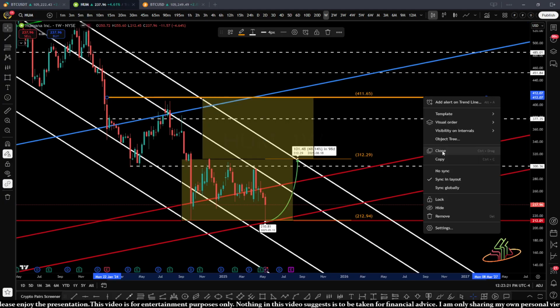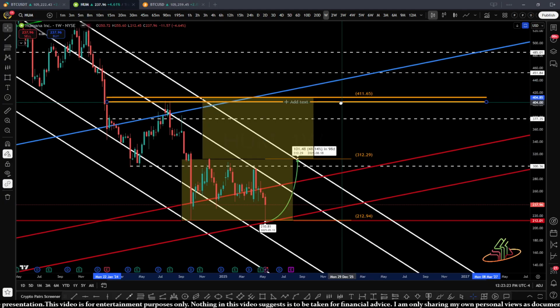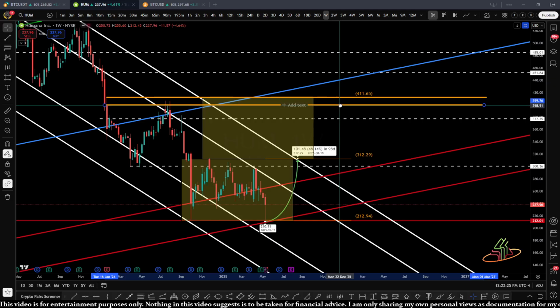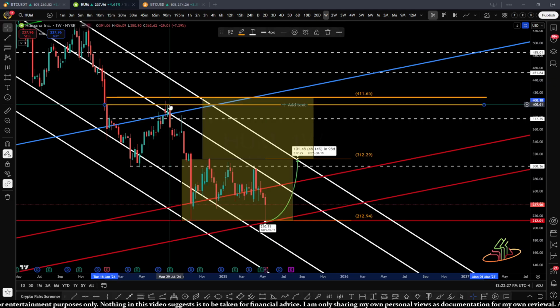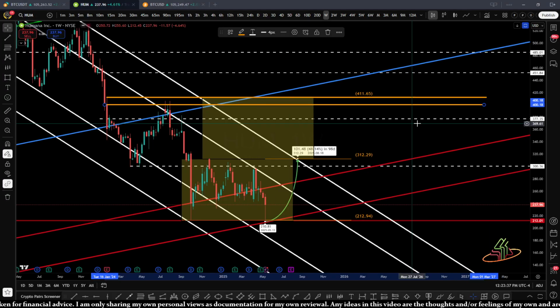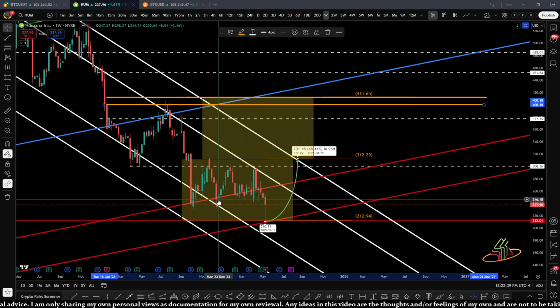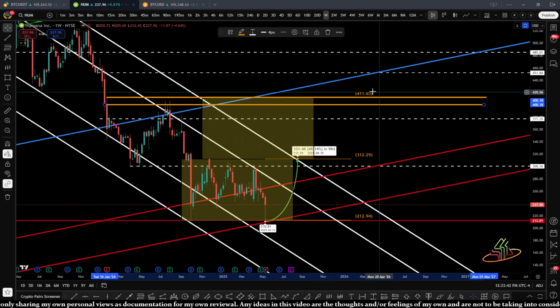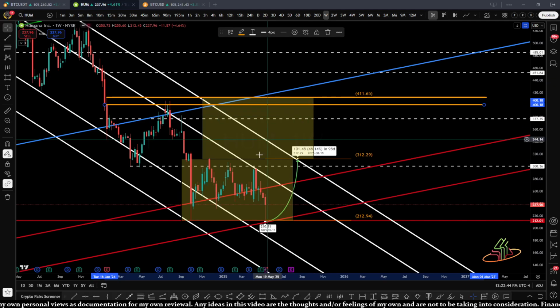Then we can clone this, slide this down some right to there. And you can see this area right here is the market structure. So we need to get back here and break this level. So we got this as our target, 412. Right? Break this target down now for us.